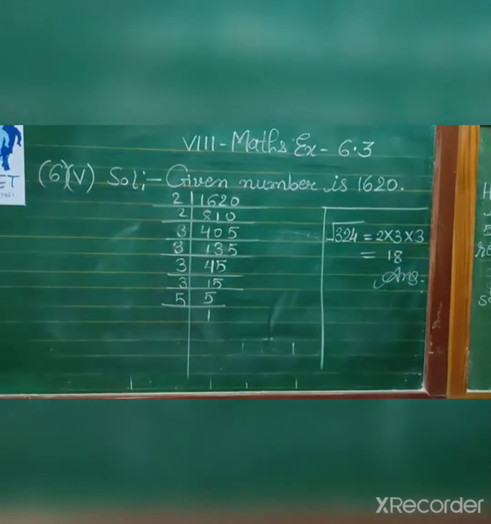Then 2 into 3 into 3. So 2 3s are 6, 6 3s are 18. So the number is 5 and the square root is 18. Okay, the rest of the sums you will solve yourselves.